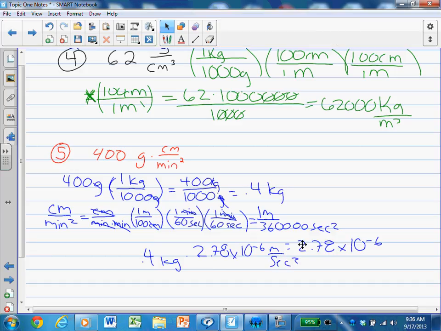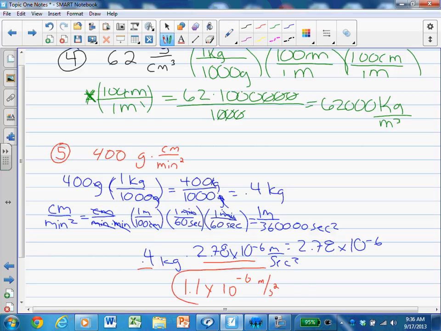Yeah, 1.1 times 10 to the minus 6. So your answer is 1.1 times 10 to the minus 6, and multiplied this, times that. Meters per second squared, times kilograms. There it is. Okay? You can copy those from the notes.